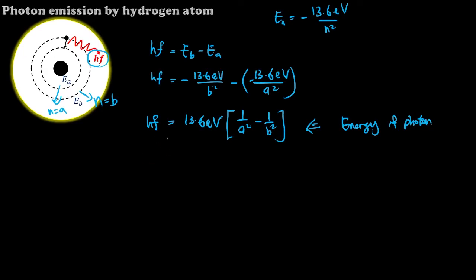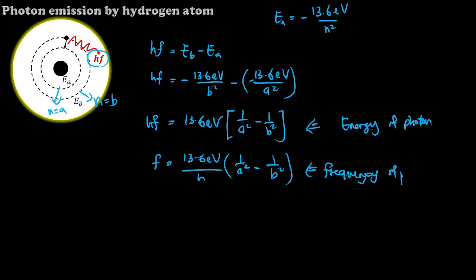Let's say you want to calculate the frequency of the photon that is emitted by the transition of electrons. Rearrange this equation: move your h to the right hand side, then you will get f equal to 13.6 eV over h times 1 over A squared minus 1 over B squared. So this is the frequency of the photon emitted due to the transition of electrons from the higher orbit to a lower orbit.